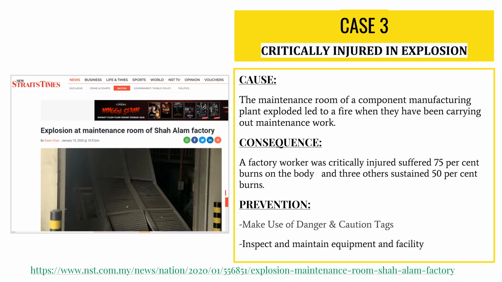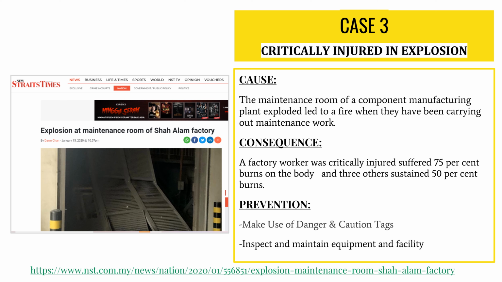The third case involving electrical hazard is critically injured in explosion. This case happened when the maintenance room of a component manufacturing plant in Shah Alam exploded, leading to a fire, when the factory workers were believed to have been carrying out maintenance work. As a consequence, a factory worker was critically injured, suffering 75% burns on the body, and three others sustained 50% burns. One of the preventions that can be done is to make use of danger and caution tags.